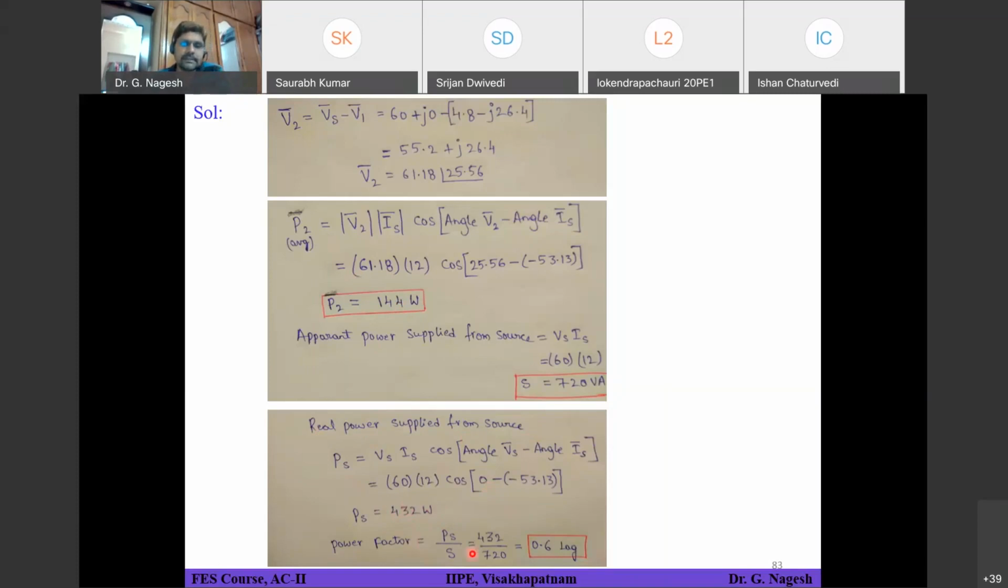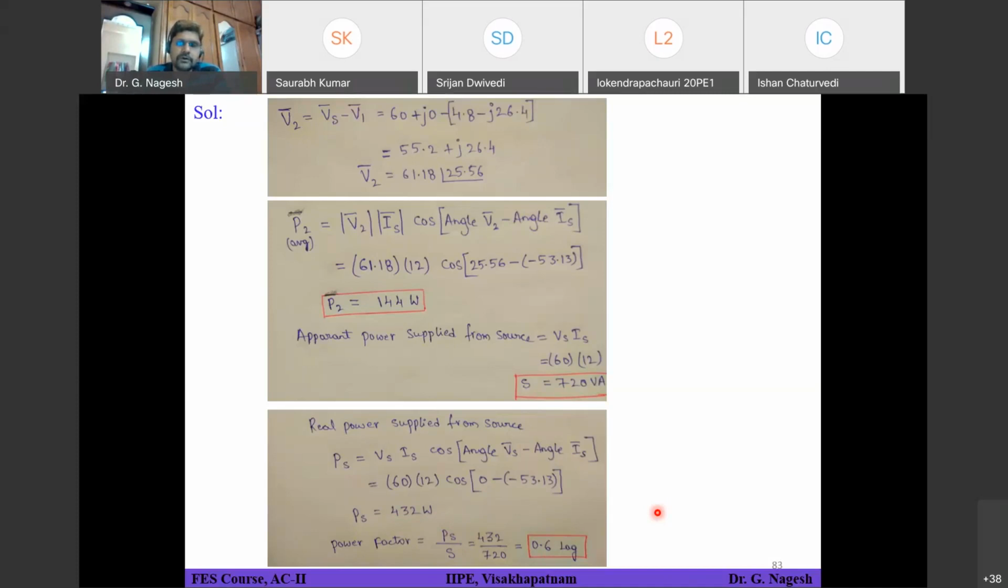Then the power factor will be average power divided by apparent power, which is 432 divided by 720, which is 0.6 lagging. Okay, how am I saying it is lagging? Can anyone say on what observation I have told it is lagging? Sir, because current is at angle minus 53.13 degrees, and voltage is at angle 0 degrees.